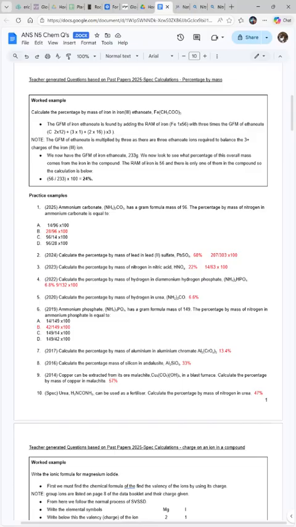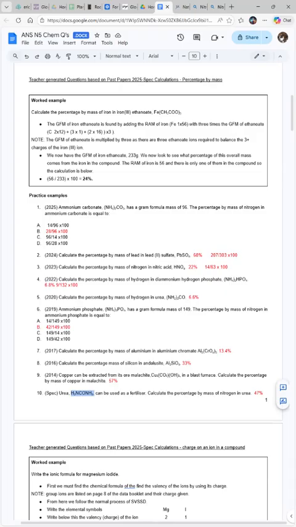Urea can be used as a fertilizer. Percentage by mass of nitrogen in urea. We're getting good at this now. So we've got 2 nitrogens. 2 times 14 is 28. So it's 28 divided by whatever the GFM of the overall compound is.